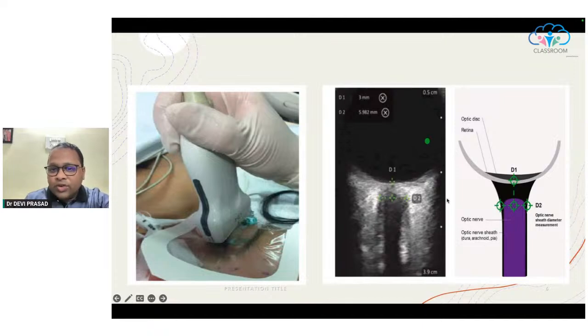For that, we have to use a linear high frequency probe, anything more than 7.5 megahertz. And this is a schematic which we can see on the right side of the screen. There is a point which we denote as D1, that is the furthermost point of the retina, known as the lamina cribrosa. We have to take this point as the first landmark and drop a longitudinal line which measures 3 millimeters. And from this 3 millimeters, we have to drop another line which is perpendicular to the first line and measure this sheath.